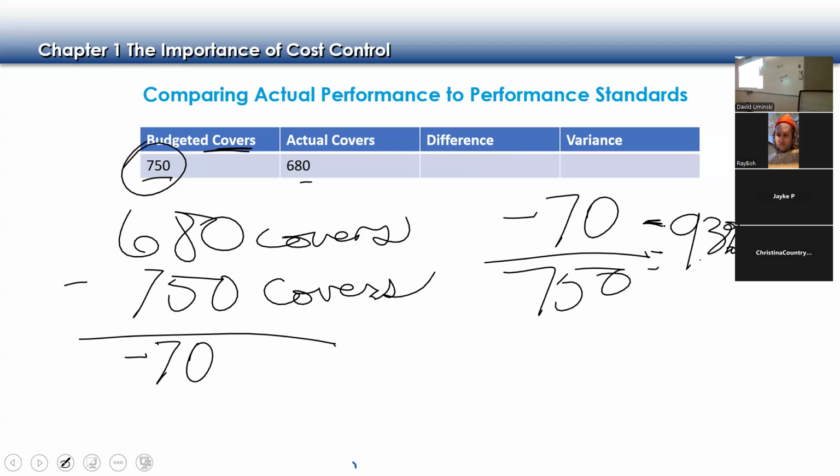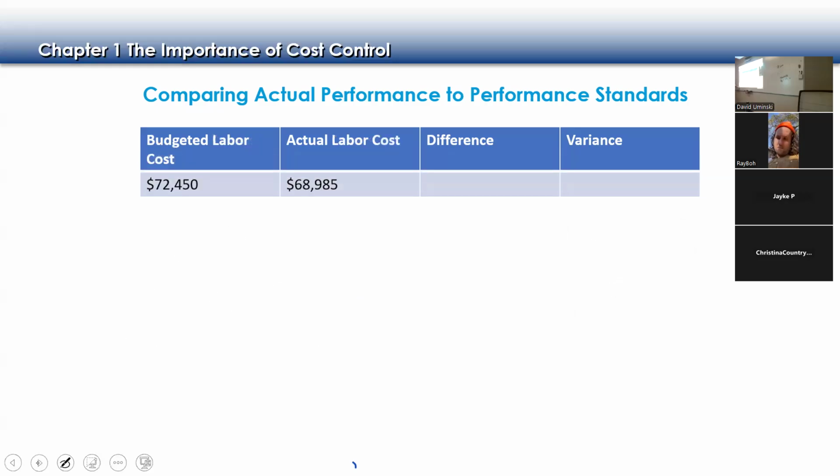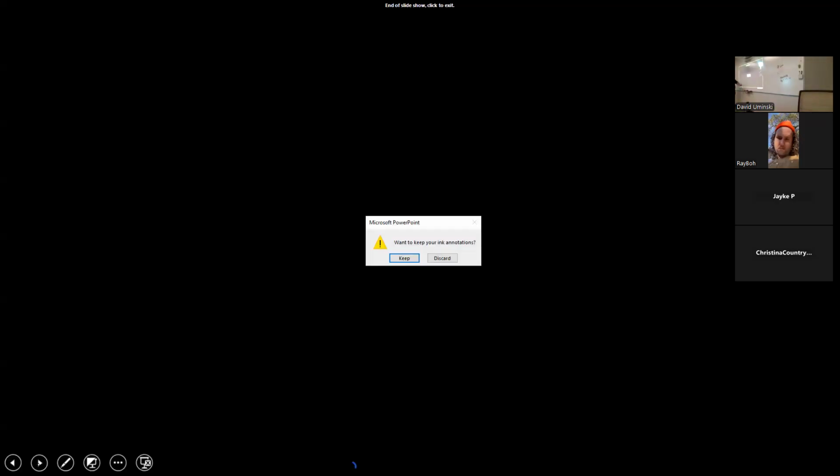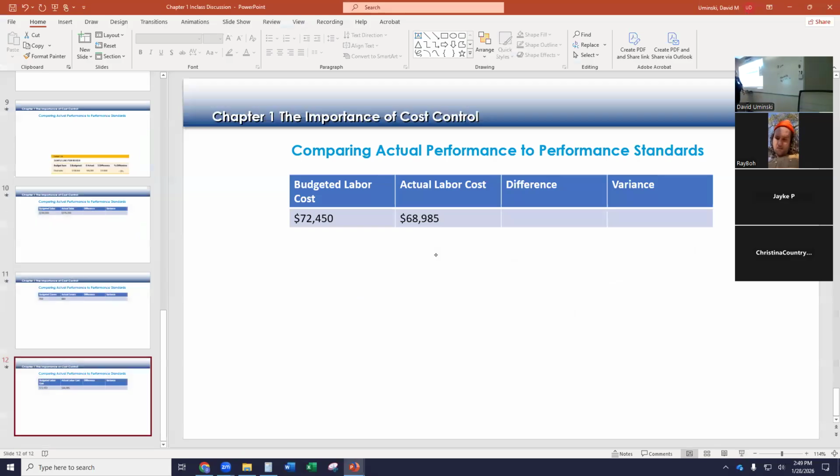Questions, comments, concerns about how we are comparing our actual performance to our budgeted or what our performance standard was? All right. How we doing? 20 minutes. No, 25 minutes. Yes, I can do it.